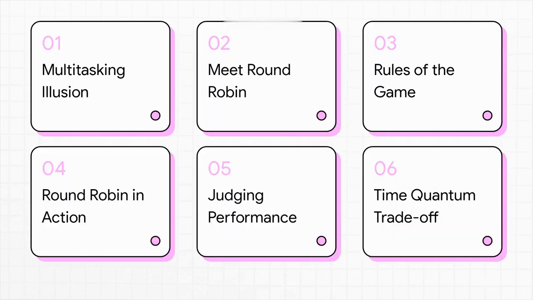So here's our game plan for today. We're going to start by really understanding that multitasking illusion. Then we'll meet our main character, the round-robin algorithm. We'll learn the rules of the game, see it in action with a real example, figure out how to judge its performance, and then wrap up with the super important time quantum trade-off.